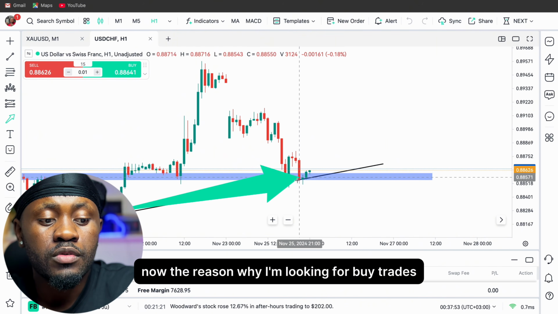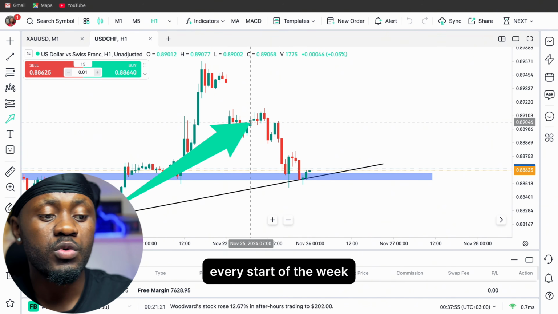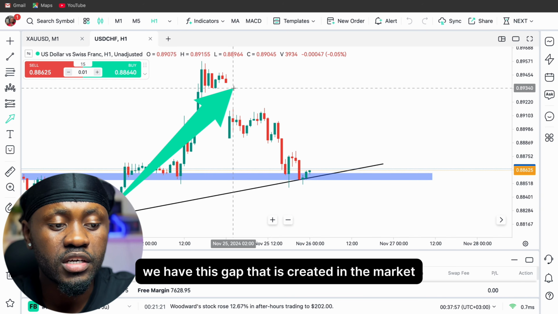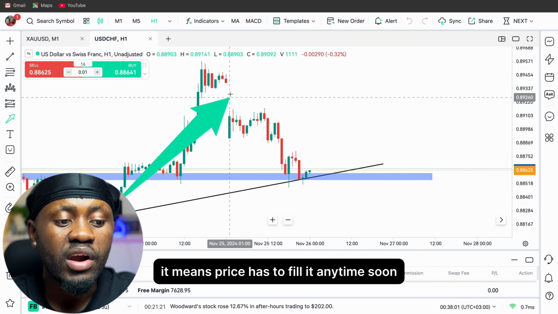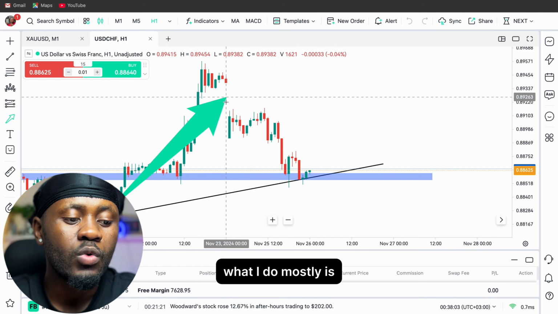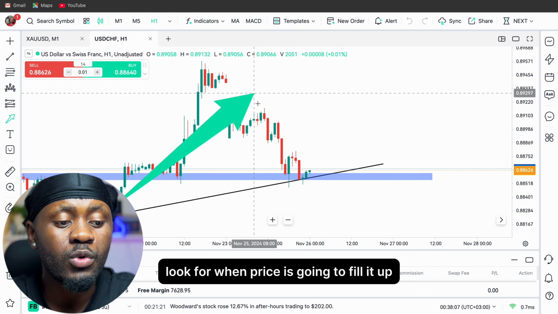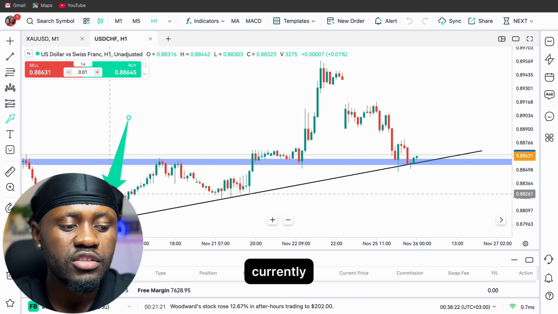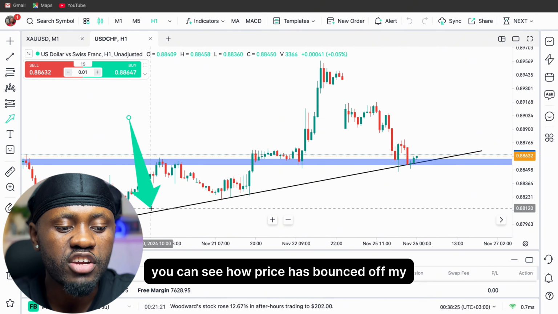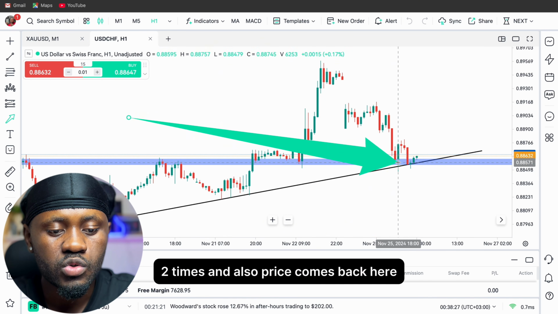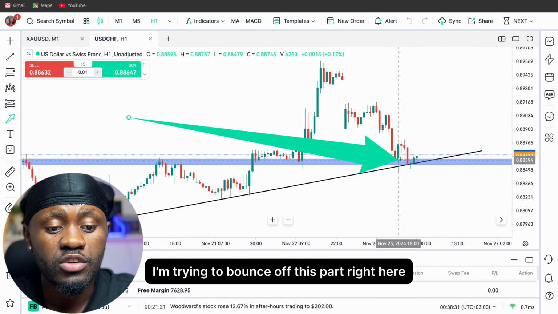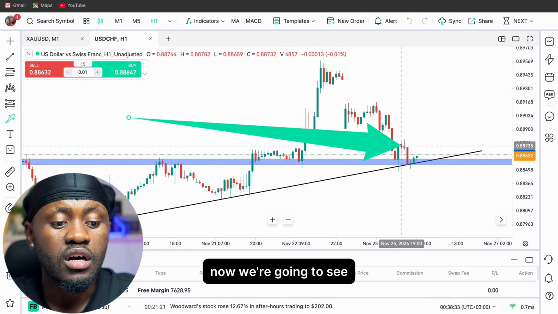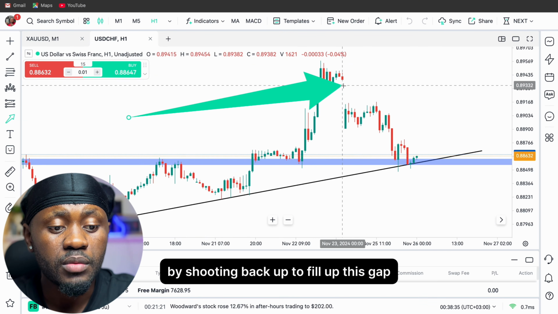Now the reason why I'm looking for buy trades: every start of the week we have this gap that is created in the market. It can be on any pair, but when this gap is created, it means price has to fill it anytime soon. So what I do mostly is look for when price is going to fill it up. You can see how price has bounced off my trend line 1, 2 times, and also price comes back here, indicating that momentum is trying to die off at this part. Now we're going to see price shooting back up to fill up this fair value gap.